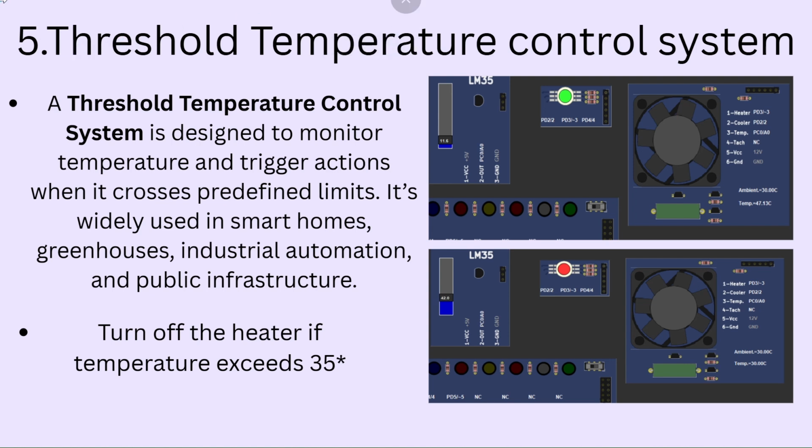Fifth one is the threshold temperature control system. A threshold temperature control system is designed to monitor temperature and trigger an action when it crosses a predefined limit. It is widely used in smart homes, greenhouses, industrial automation, and public infrastructure. Turn off the heater if the temperature exceeds 35.